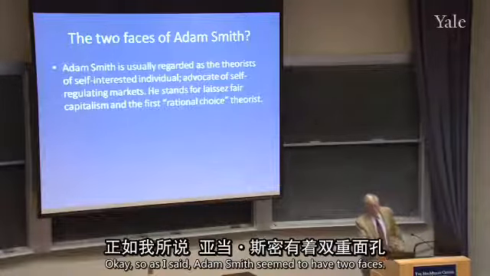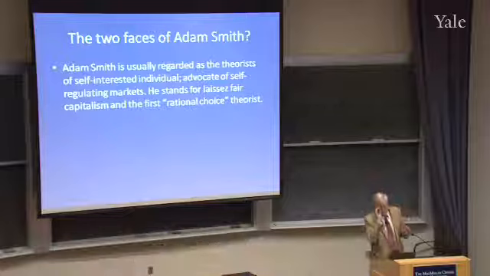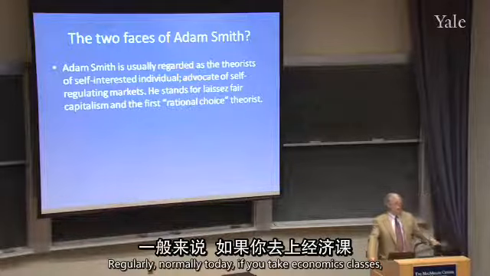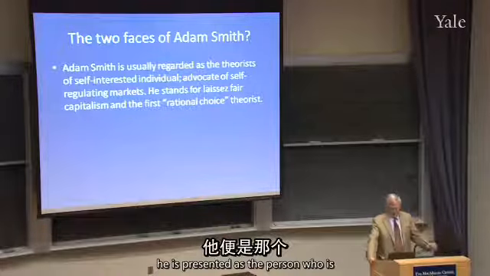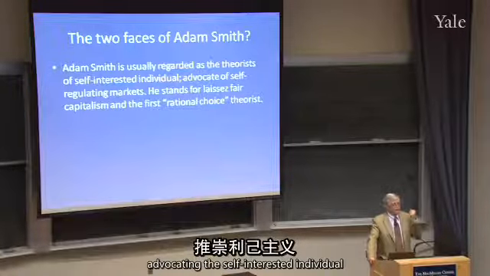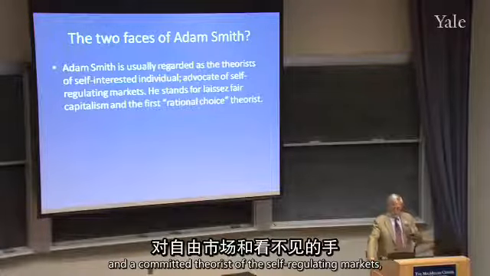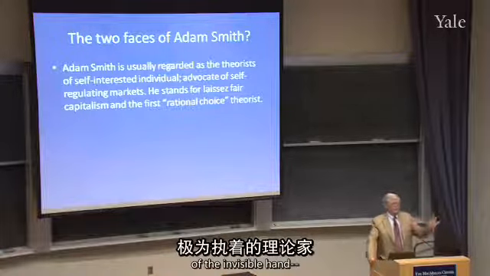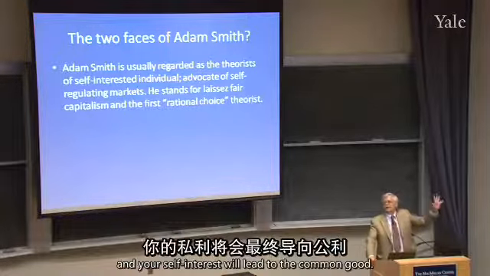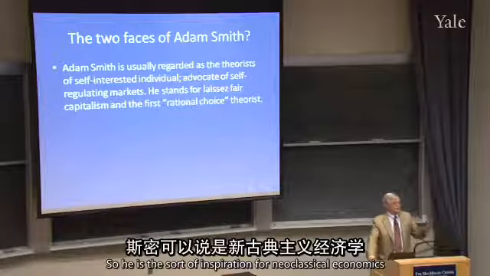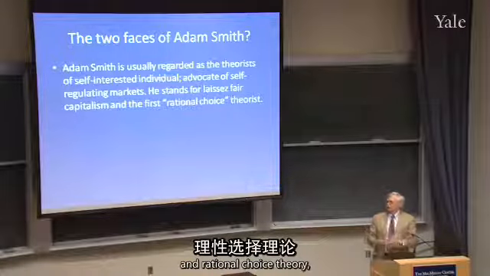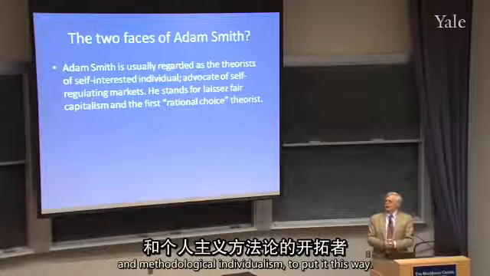Okay, so as I said, Adam Smith seemed to have two faces. Normally, today, if you take economics classes, he is presented as the person who advocates the self-interested individual and a committed theorist of the self-regulating markets of the invisible hand: as little government as possible, pursue just your self-interest, and your self-interest will lead to the common good. So he is the inspiration for neoclassical economics, rational choice theory, and methodological individualism, to put it this way.